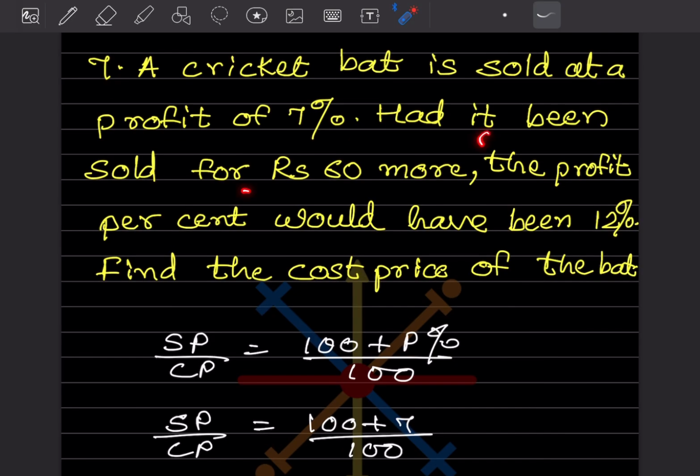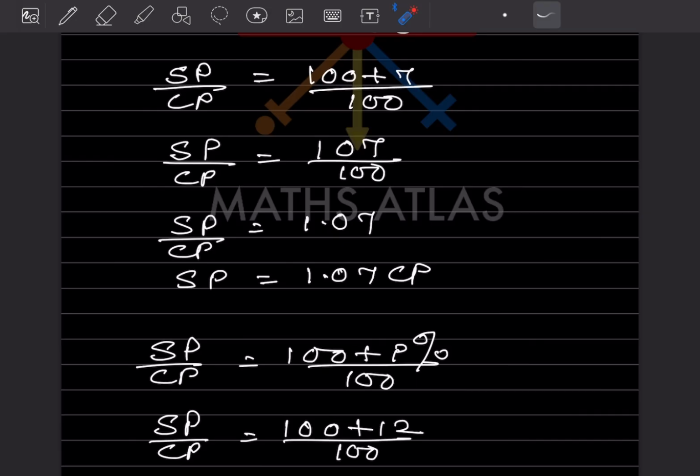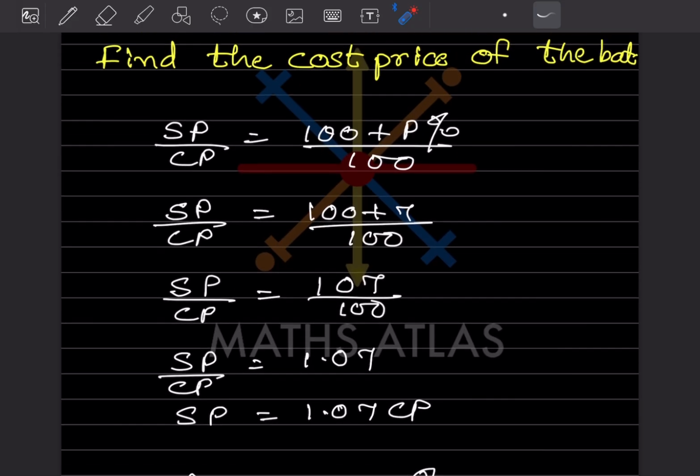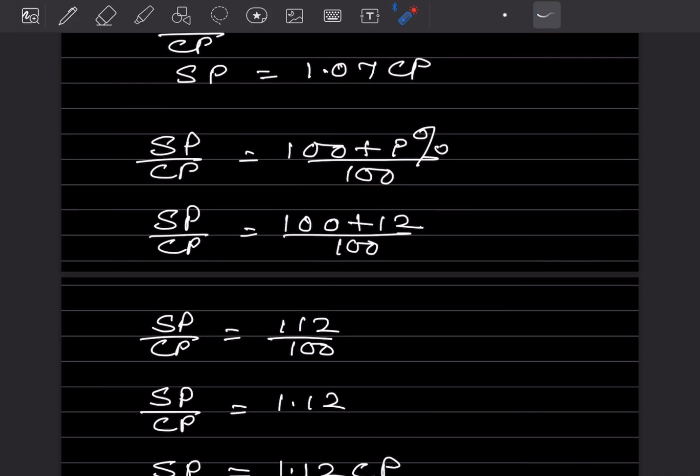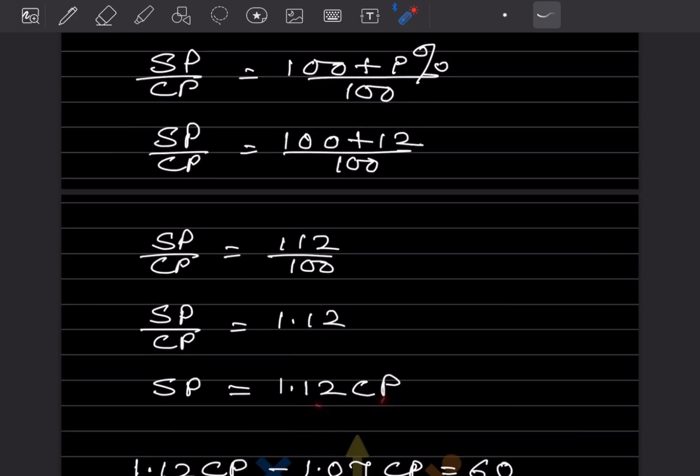They said had it been sold for 60 more, the profit percentage would have been 12%. So now again you are going to use the same formula. Selling price by cost price is 100 plus profit percentage divided by 100, and the profit percentage is given as 12%. So in place of this, you will write here 12. So that is going to be 112 by 100. So this will be 1.12. So this will go on the side. That will be, selling price will be 1.12 CP.